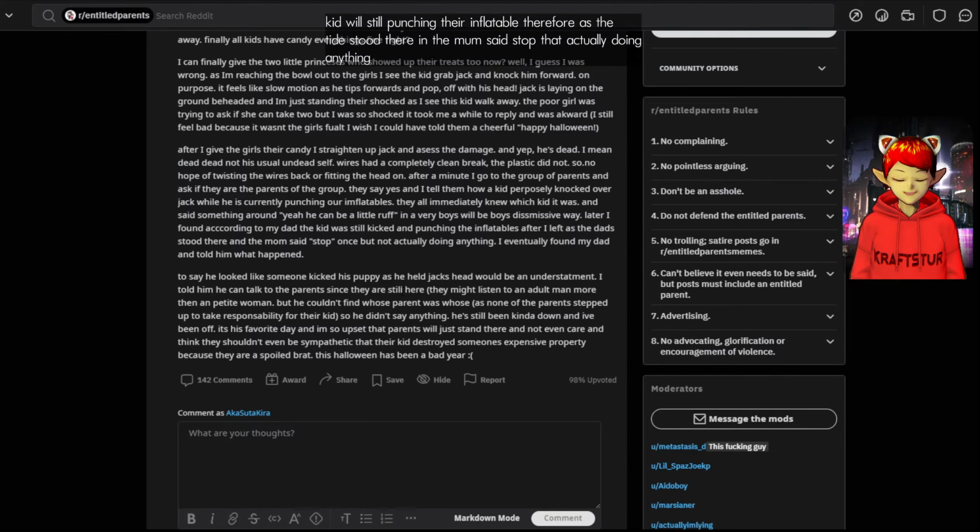I eventually found my dad and told him what happened. To say he looked like someone kicked his puppy as he held Jack's head would be an understatement. I told him that he could talk to the parents since they were still here. They might listen to an adult man more than a petite woman, but he couldn't find whose parents were whose, as other parents stepped up to take responsibility for their kids, so he didn't say anything.